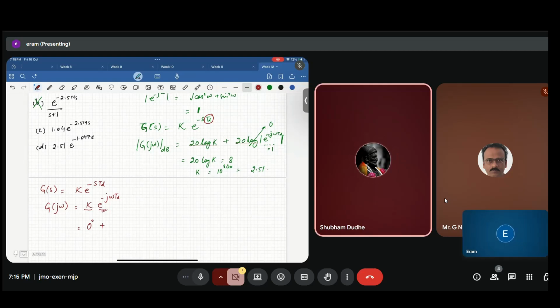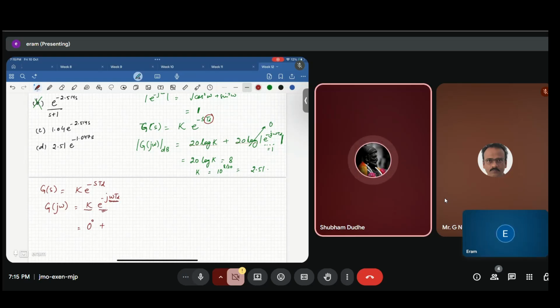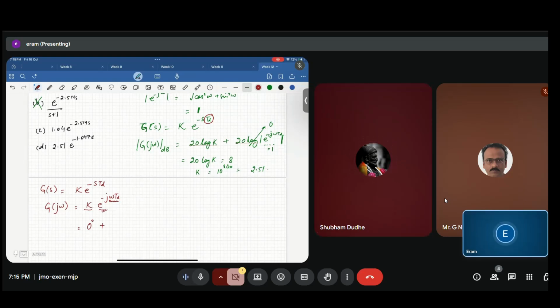Omega TD. Minus omega TD, because this is nothing but theta. This is e to the power minus j omega TD. So the phase of this exponential is minus omega TD. Any confusion in this? No, ma'am. Okay.